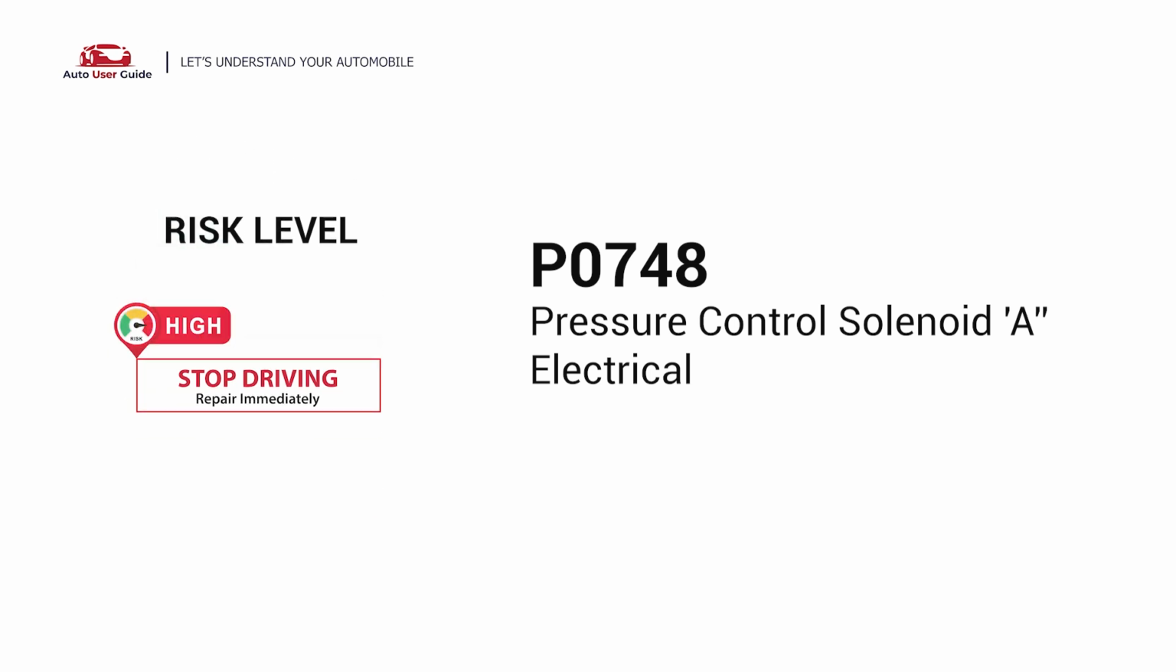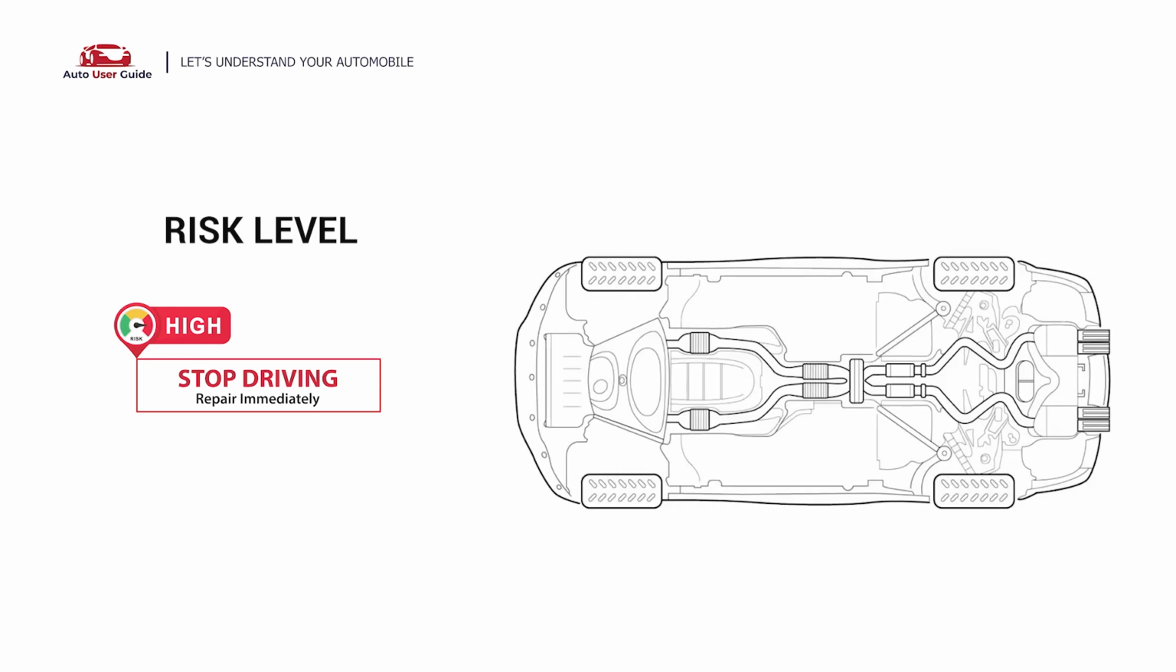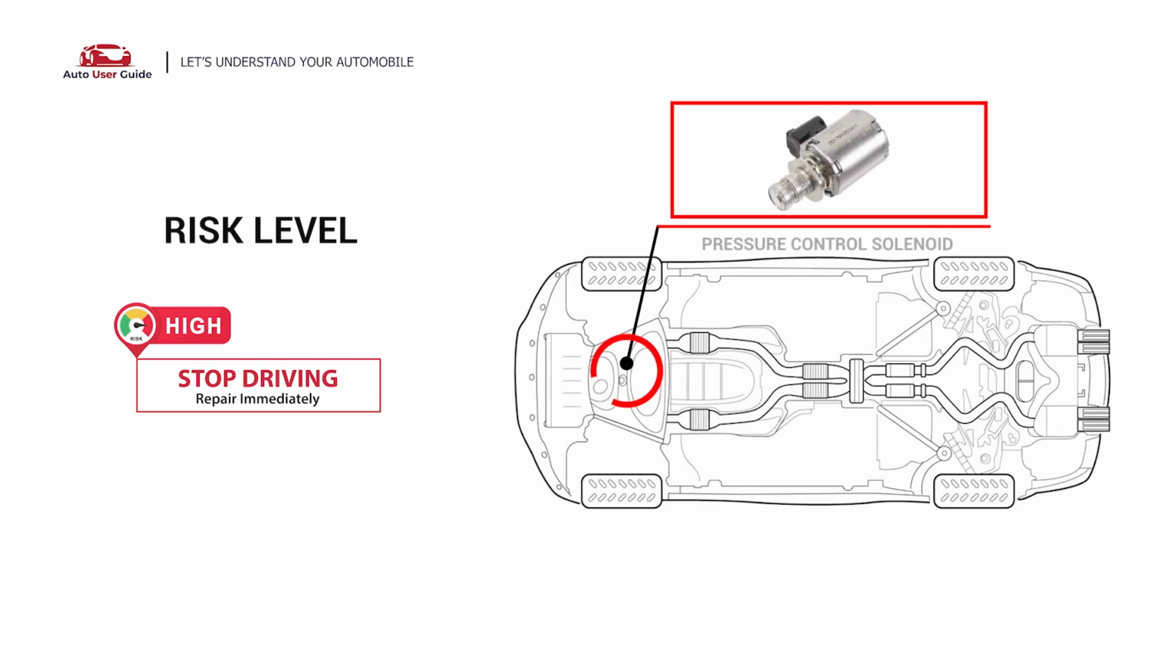P0748 is a diagnostic trouble code for pressure control solenoid A electrical. It indicates a problem with the pressure control solenoid A in an automatic transmission vehicle. This code is triggered when the powertrain control module, PCM, detects an electrical issue with the solenoid. Under this circumstance, stop driving and repair your vehicle immediately.